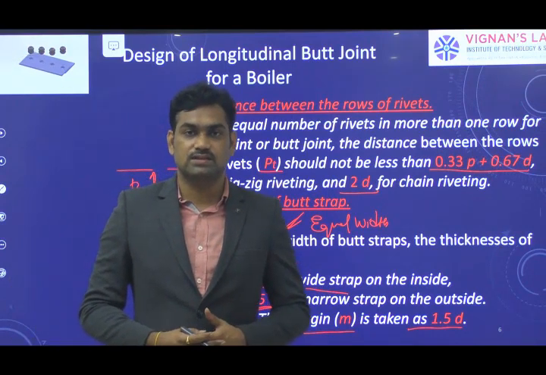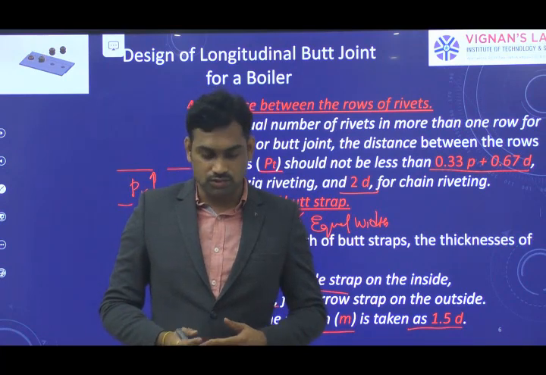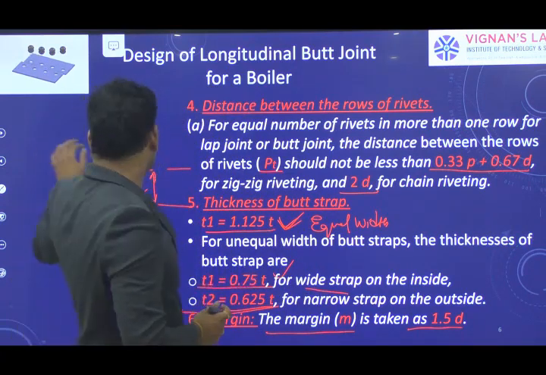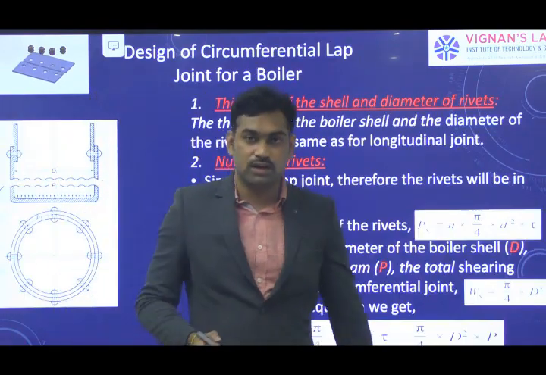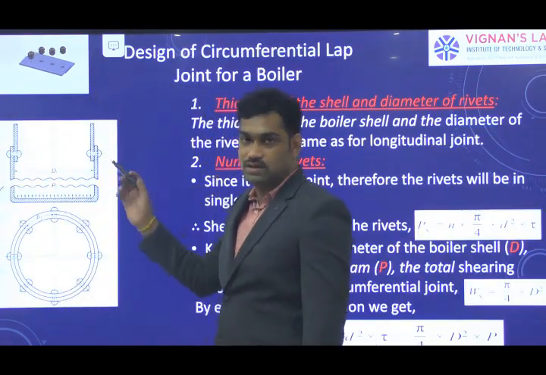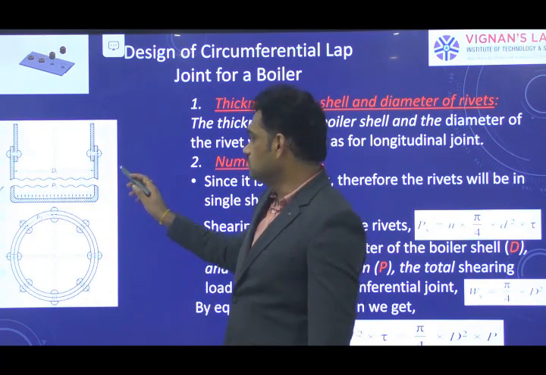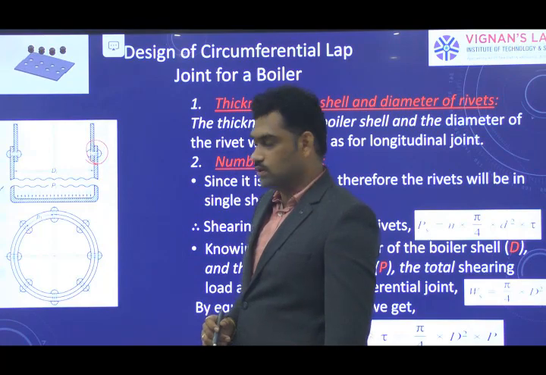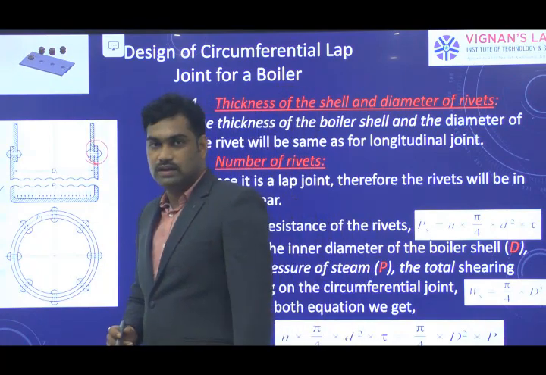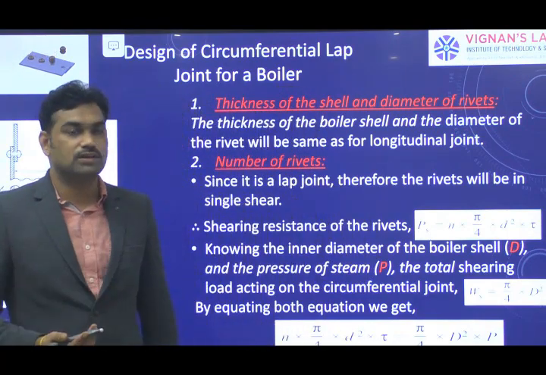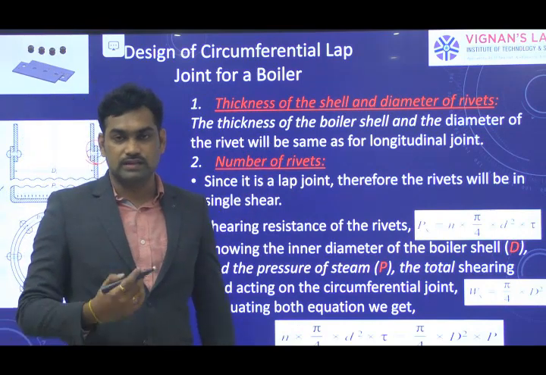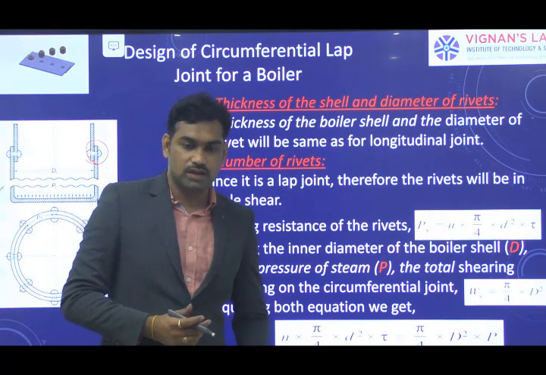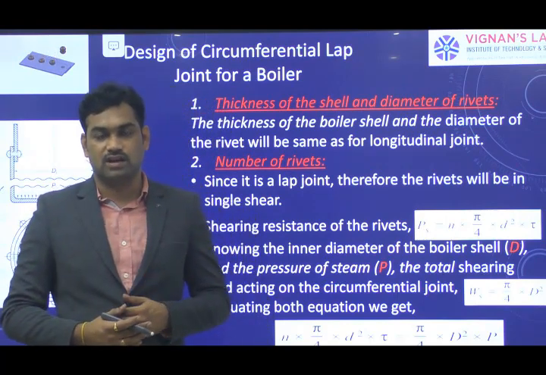Coming to the next type of joint, that is the circumferential lap joint, which is a lap type of joint. You can observe here that this is the lap type of joint, where all the rings can be joined together by means of rivets. That is the lap type of joint we can produce. Here again the design starts with the thickness of the cylinder shell, and then the diameter.